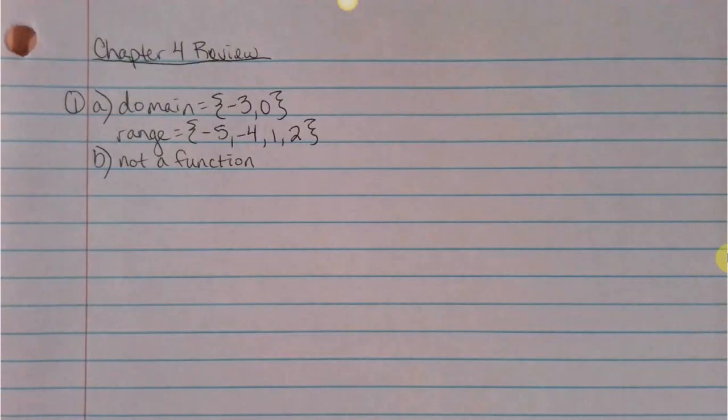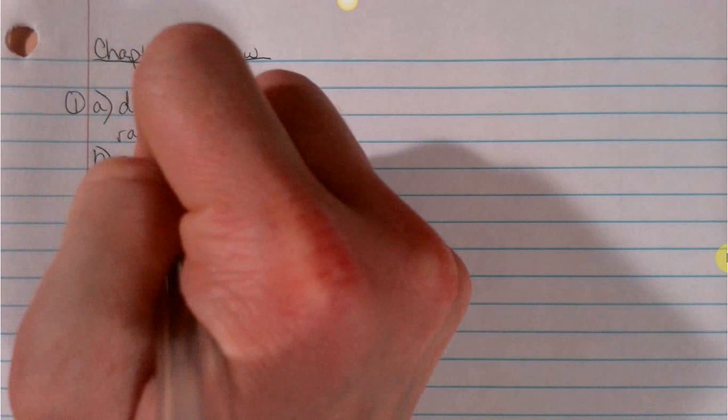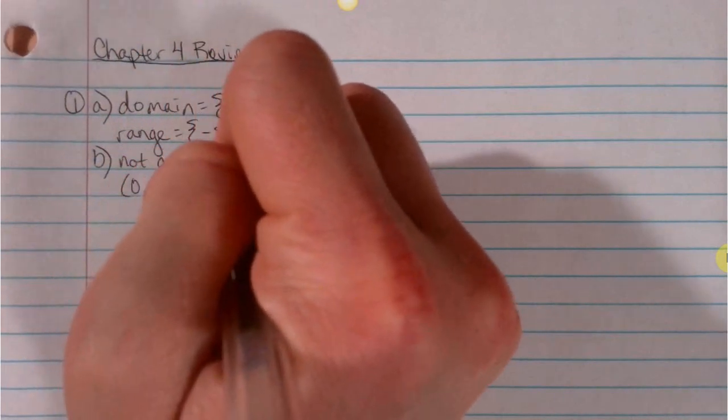And where do we see the repeated x values? Well, we've got an x value of 0 getting paired with 3 different y values. So we could give any 2 of those 3 points as proof that this is not a function. So we could say 0, -4, and then 0, -5.